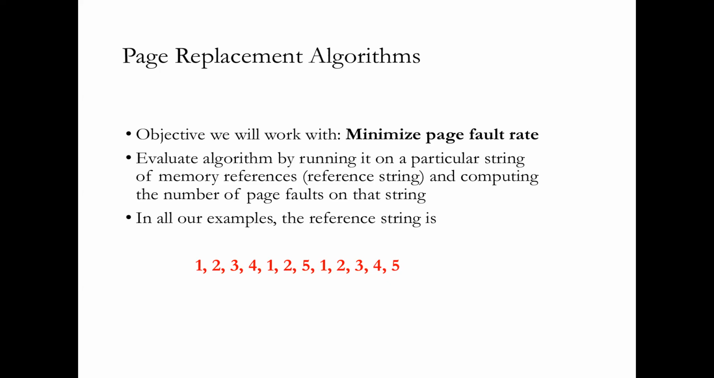The objective here is to minimize page faults. Remember that we had a case when we have a page fault, and then we realize this page is not in physical memory. I need to bring it from secondary storage, so I need to replace something. But how do we minimize the number of such page faults? How do we make it better?